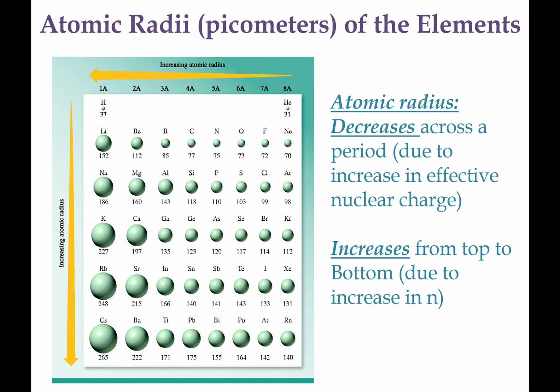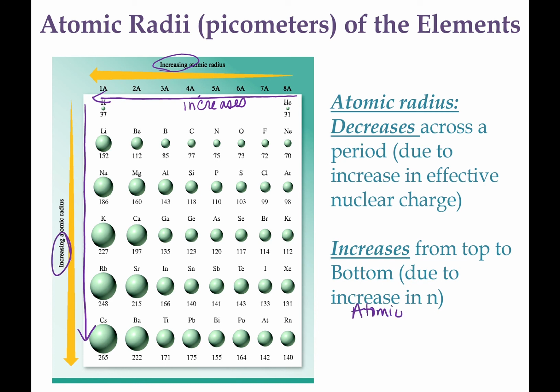So this is written as increasing. As we go from helium to hydrogen, or from right to left, it increases. And as we go from top to bottom, it increases. So atomic radius, it's a lot of words for just something simple. Increases left and down, decreases up and to the right.